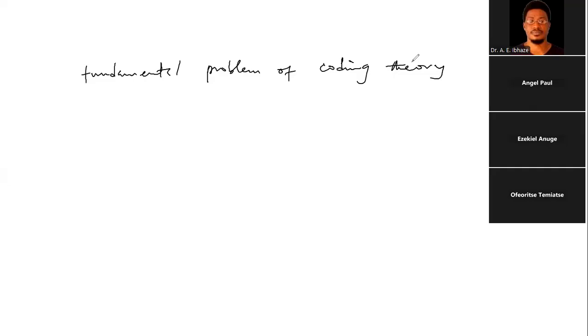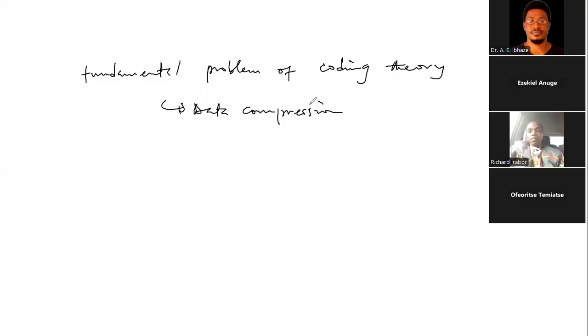I can say it is data compression. Okay, beautiful. Data compression. And what else again? Error detection. Error detection. So what about trade-offs? Trade-off. Trade-off between what and what? Between the performance and the constraints.